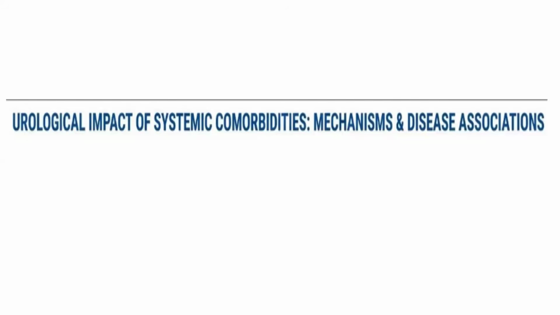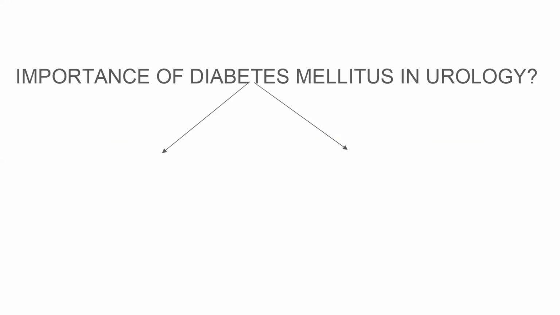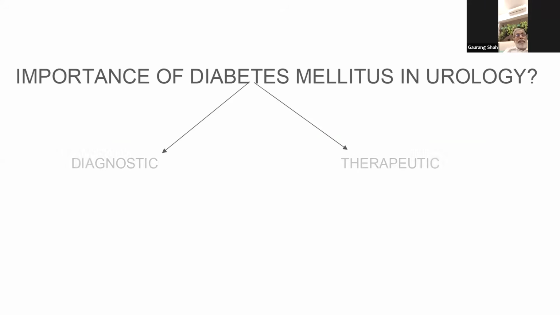So, urological impact of systemic comorbidities. We are going ahead with the first topic, that is diabetes mellitus. Why are we asking this? Because in the last exam, a couple of examiners were asking, what is the effect of diabetes in urology, or diseases in urology?